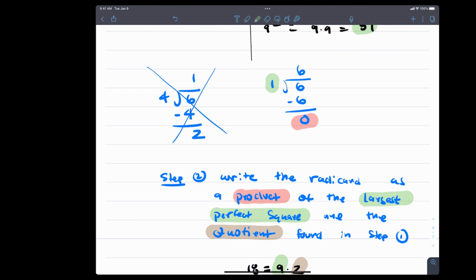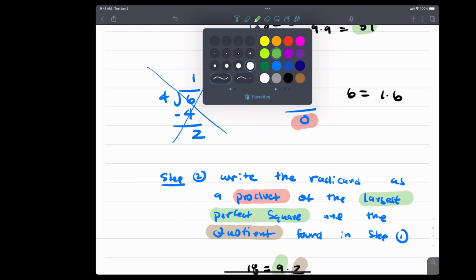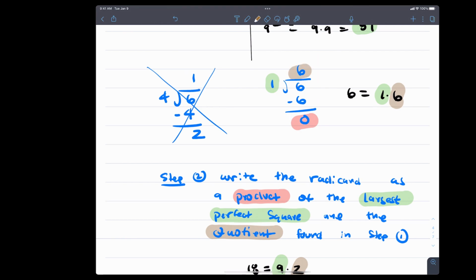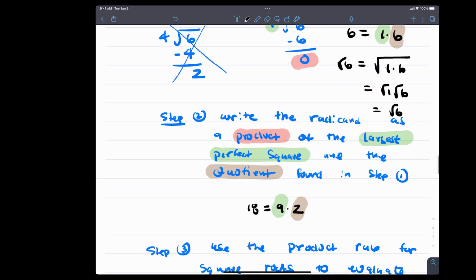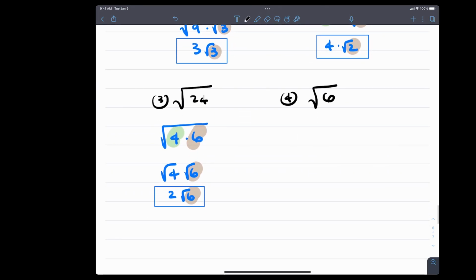So you might say, do I write this as 6 equals 1 times 6? And I'll say, yes, you can. Perfect square. Quotient, there's your quotient. And then, what do you get? Square root of 6 is the square root of 1 times 6. Square root of 1, square root of 6. Square root of 6 is square root of 6? Yes. You guys know what that means? Here's what it means. It was already what? Simplified.